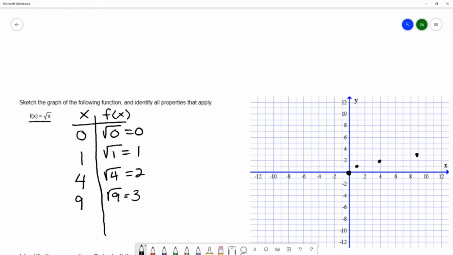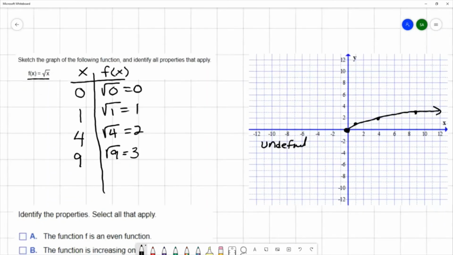These points naturally connect to each other. And I want you to notice at this point of 0, 0, my line comes to a stop. That's because the square root function is undefined for all of these negative x values. So my graph comes to a stop at that point. Let's take a look at the properties.